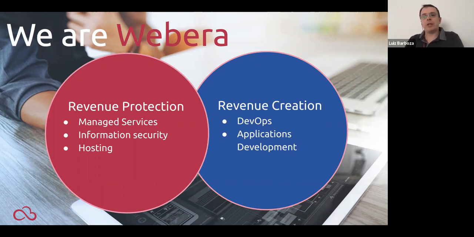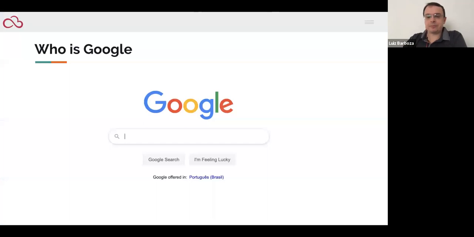And the second pillar is what we call revenue creation, in which we have application development, but more strongly, we are experts in DevOps, so we can continue growing and evolving the customer's environment with a strong use of automation and pipelines of continuous delivery and continuous integration. We can definitely have a whole talk about this topic in a different session, right?